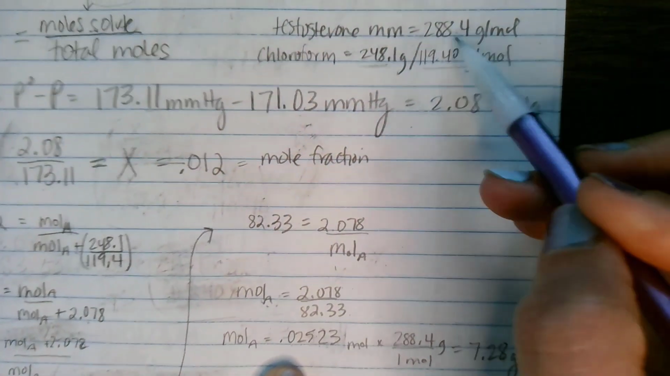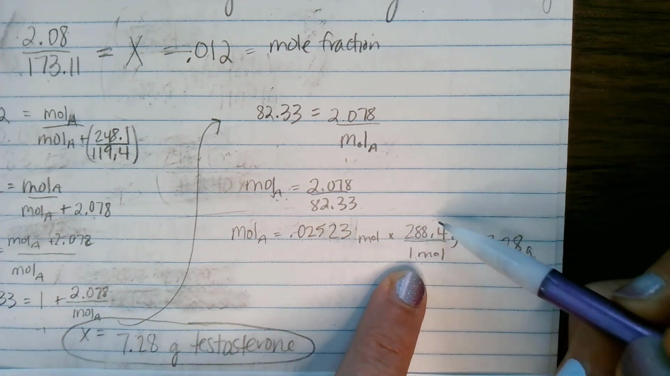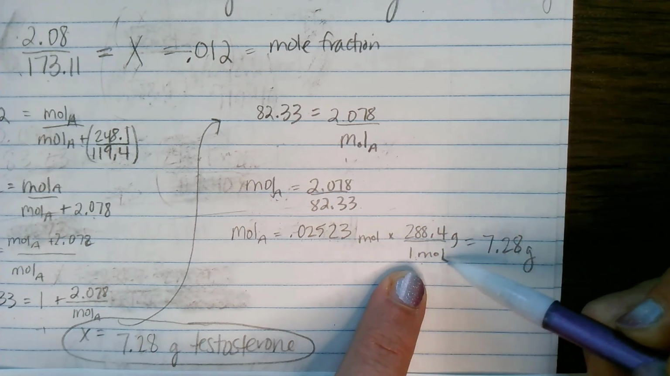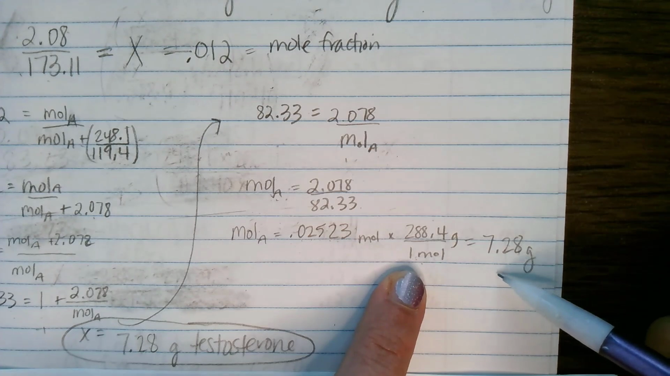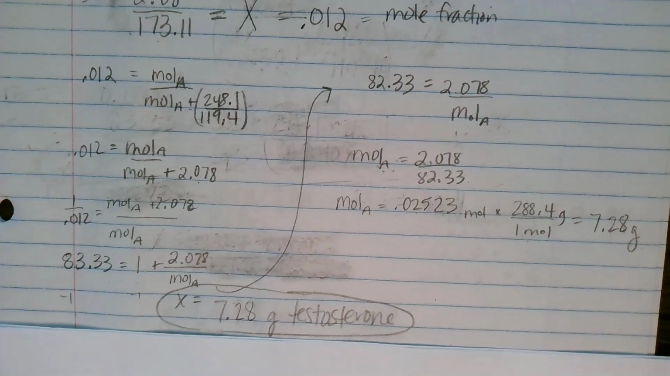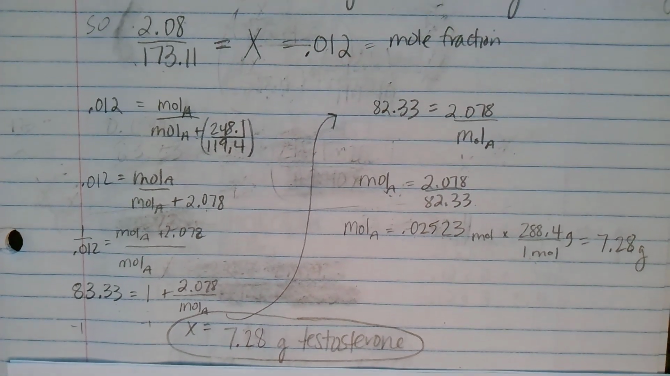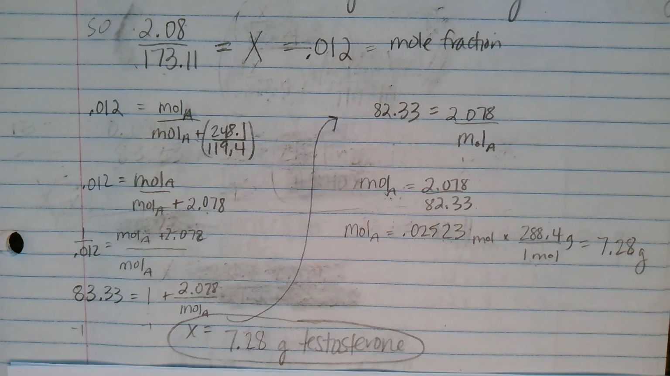Now, I know the molar mass of testosterone. So I can say 1 mole of testosterone is 288.4 grams, those moles will cancel out, leaving me with grams of testosterone. Feel free to take a minute, pause the video, go back, look at the math, and make sure you get to the same place.